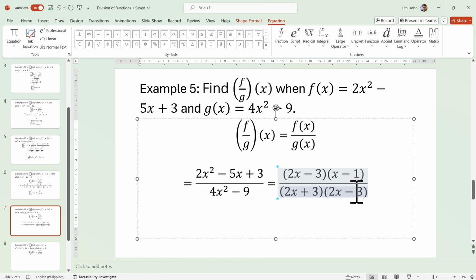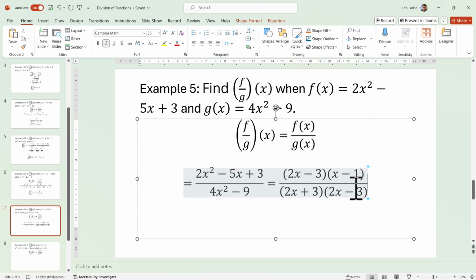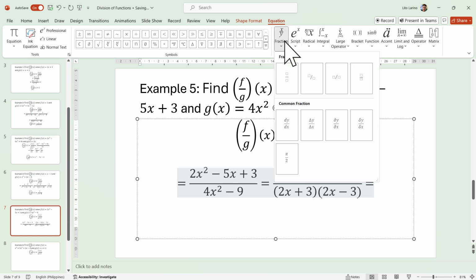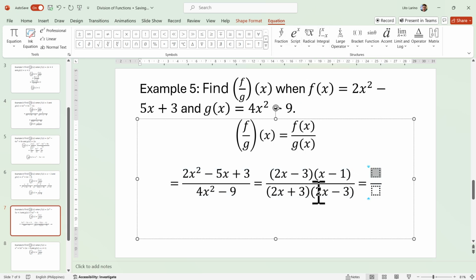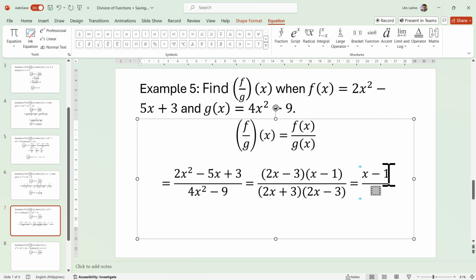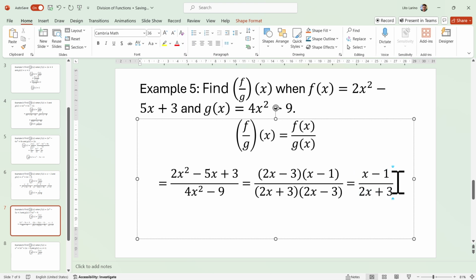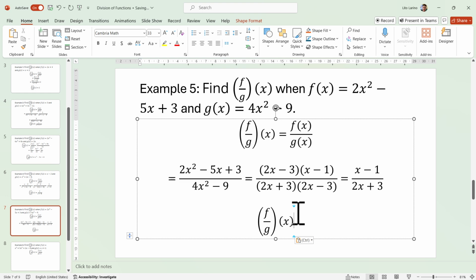So as you can see, there is a common factor which is 2x minus 3. We cancel out 2x minus 3, and what remains in our expression are the remaining factors. Thus, in the numerator, what's left is x minus 1. In the denominator, what's left is 2x plus 3. So we now have the quotient f over g of x equal to x minus 1 all over 2x plus 3.